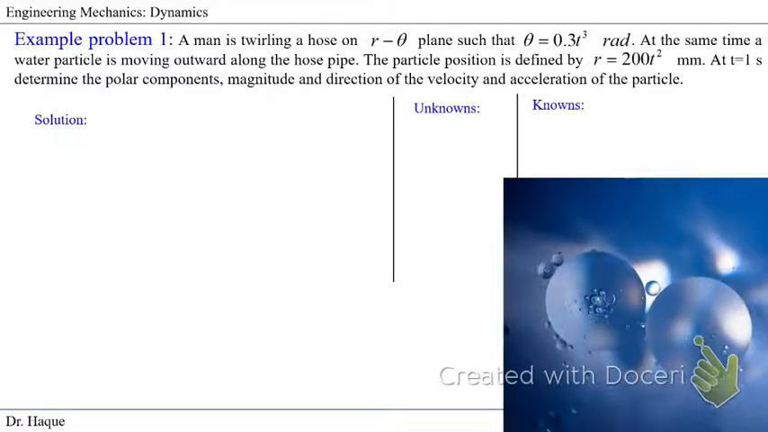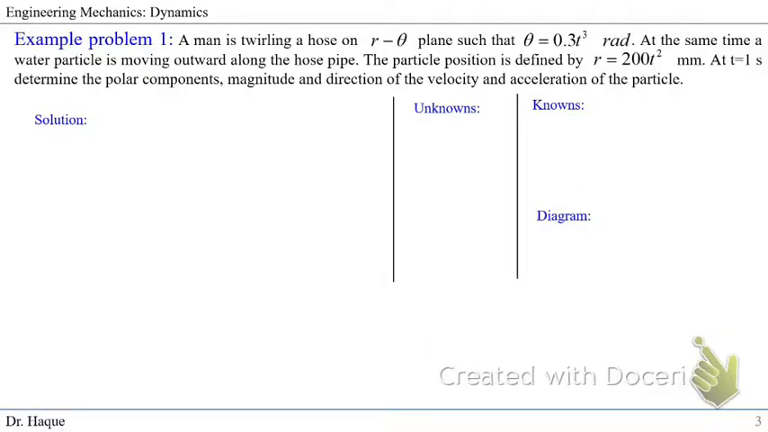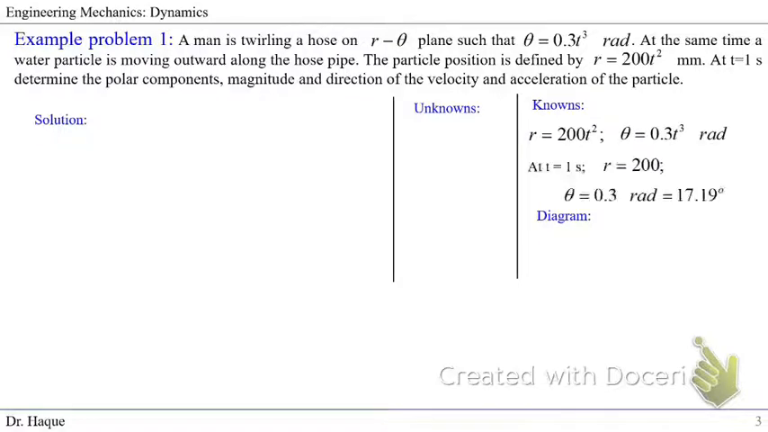So imagine that a water particle is inside a pipe, moving inside the pipe, and we have to measure the velocity and acceleration of the particle. So what are the givens? What are the knowns? r equals 200 t squared, that is given, and theta equals 0.3 t to the power of 3 radians. When the question asks at t equals 1 second, we're going to find the position at t equals 1 second.